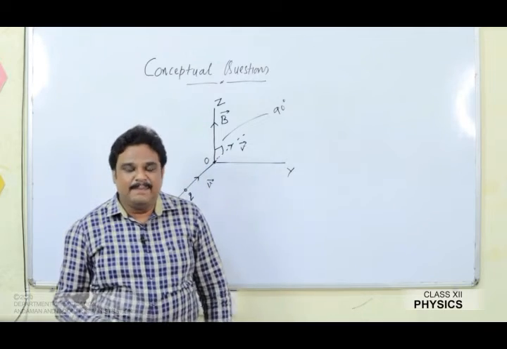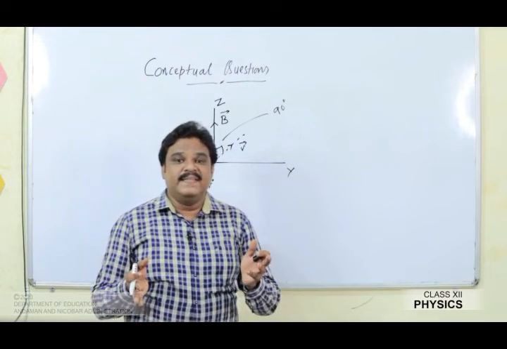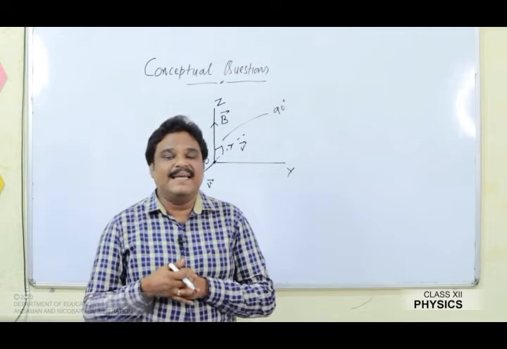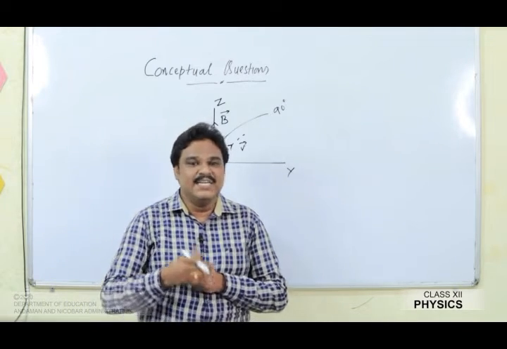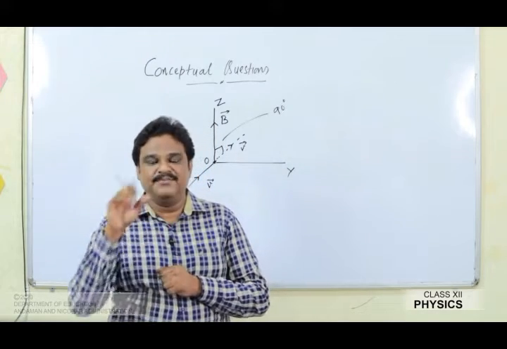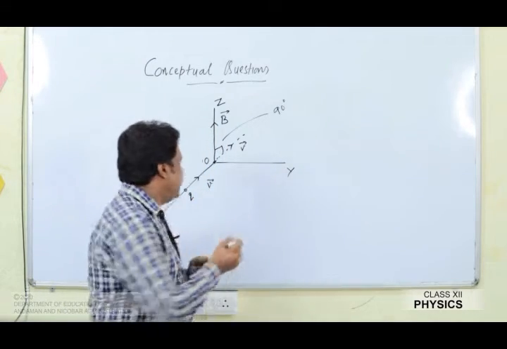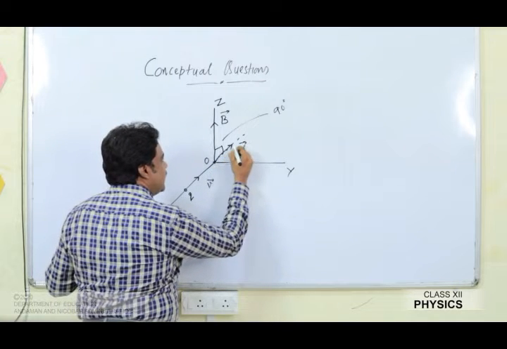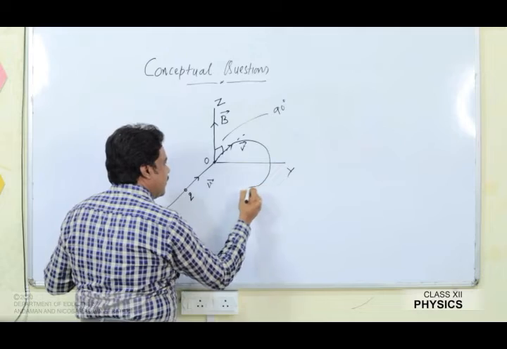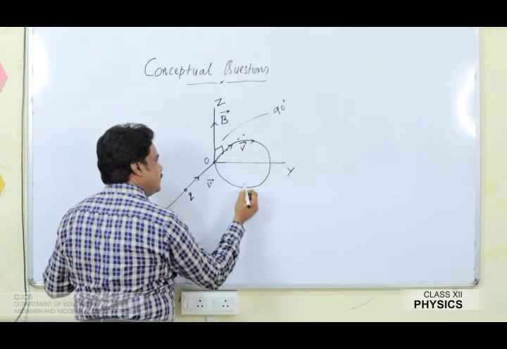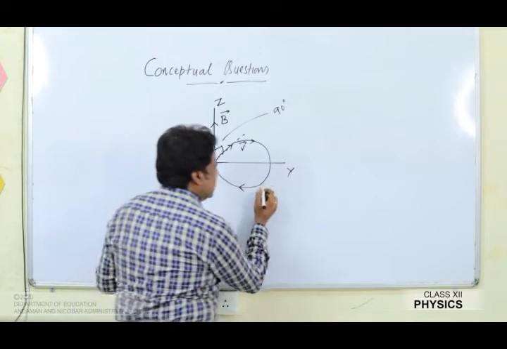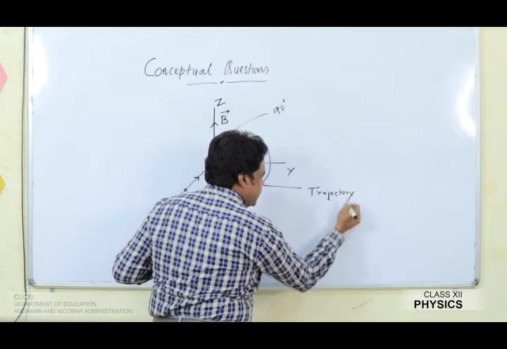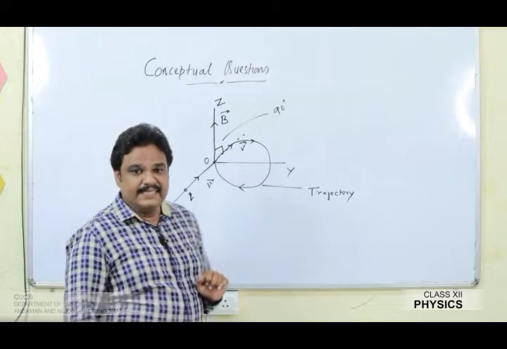V and B are perpendicular, and already we discussed that when the velocity vector and the magnetic field vector are perpendicular, the charged particle experiences a centripetal force, and as a consequence it moves in a circular path. So as it enters at this point, the charged particle will follow a circular path like this. So this is the trajectory.